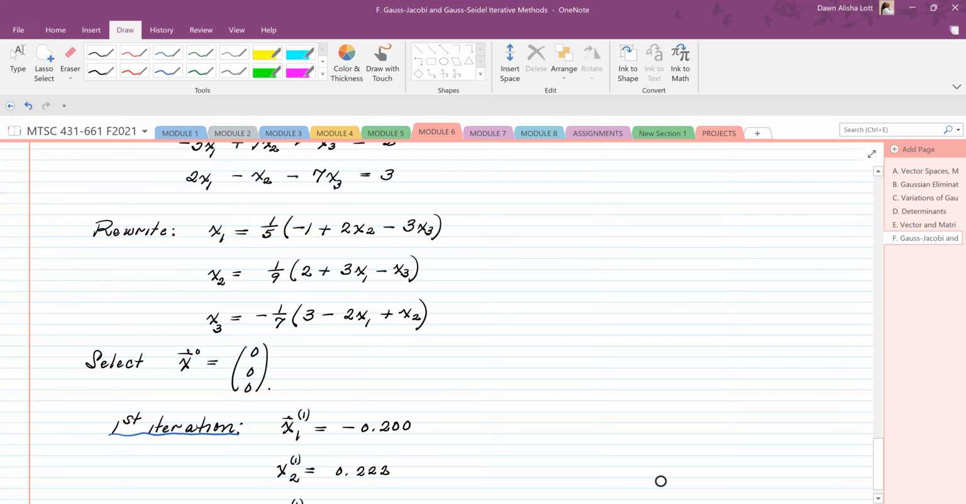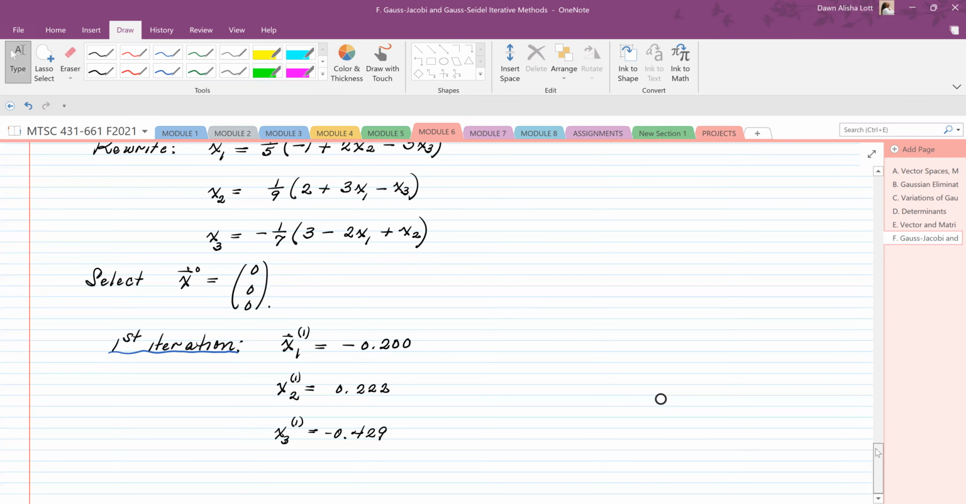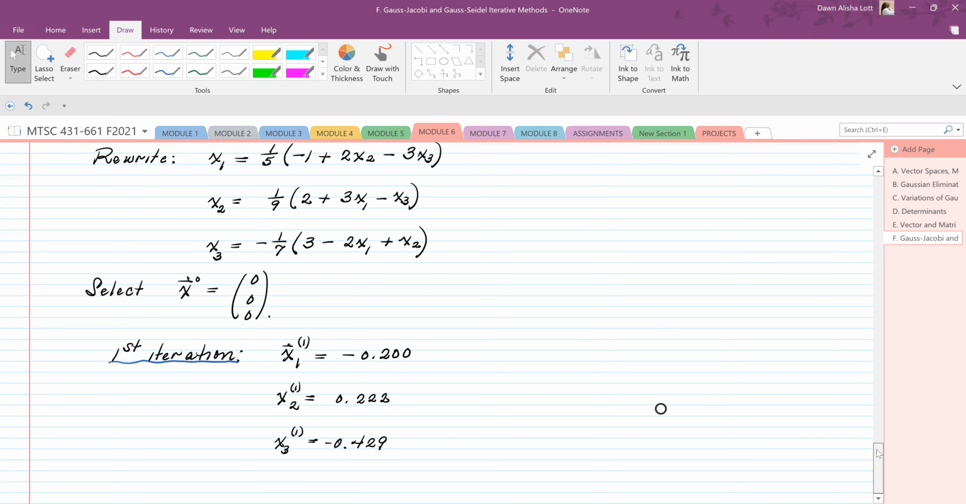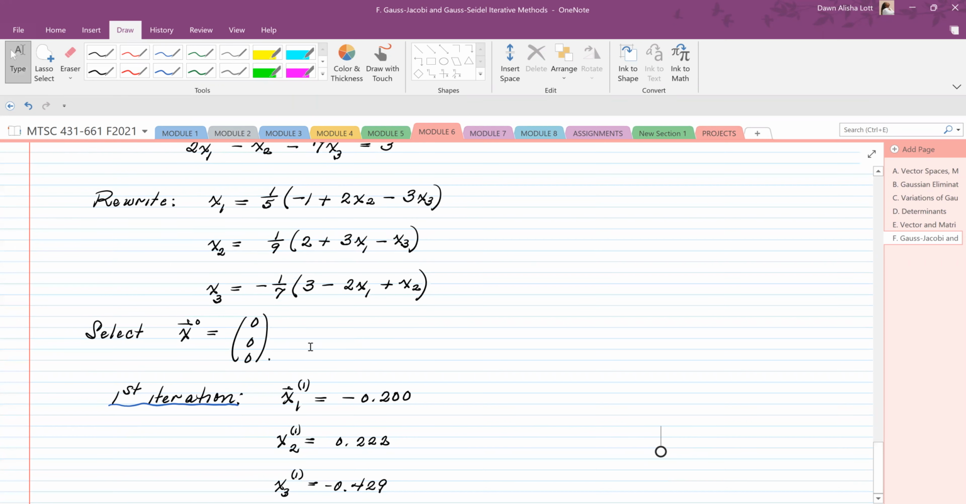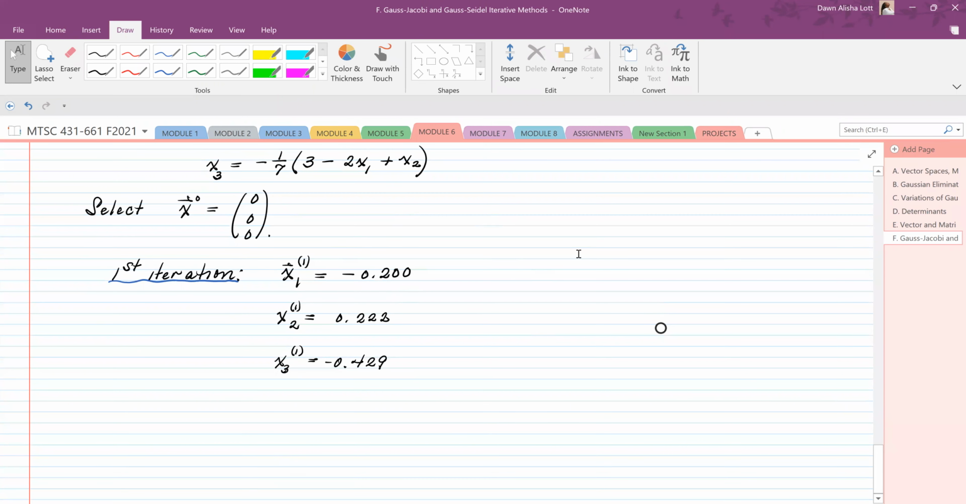The first guess, like you just choose anything. We just guess. You can pick whatever you want. I just picked 0, 0, 0, and it gave me this answer. And so now I will take those x1.